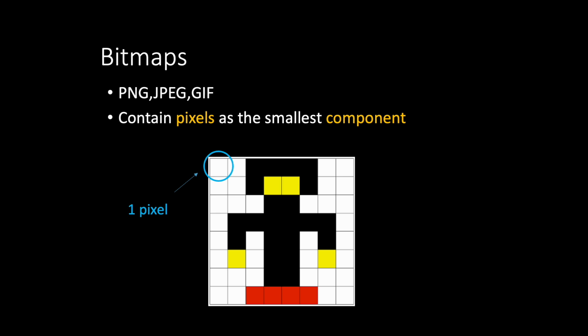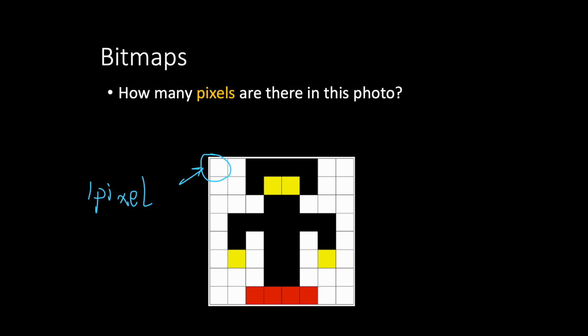So for the bitmap, a PNG, JPEG, or GIF all contain pixels as the smallest component. So a bitmap is composed of millions of pixels. The pixel is the smallest component, usually a square. So say for example, this blue circle shown here is 1 pixel. So I'll give you 5 seconds to think about how many pixels there are in this photo.